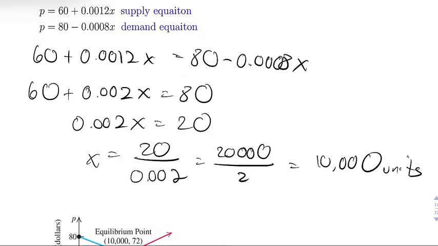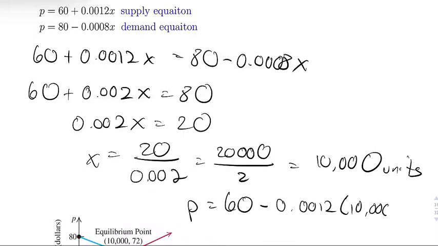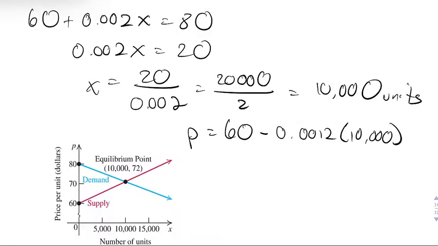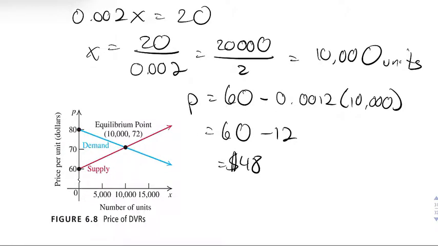So then if x is 10,000, then our p, if I take the first one, we're going to say 60. The price is going to be minus 0.0012 times the 10,000. And we'll get 60. We can move the decimal to the right 4 times. So it's going to be 60 minus 12. It's 48. That's $48 per unit. So about $50 per DVR. Is that right?